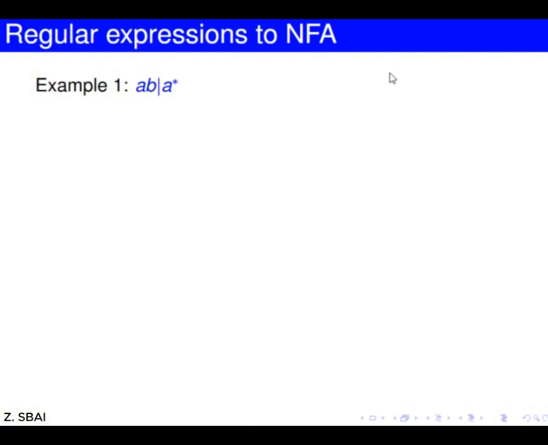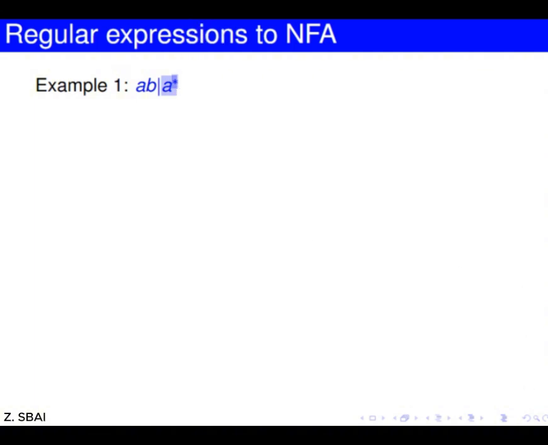Let's explain this idea more on this example. Let's take the regular expression ab union a star. Here we need to decompose the regular expression into the smallest regular expressions and then combine them via the known regular operators, concatenation or union or star. As we may see here, there is a concatenated to b, and then we have a union between this part, ab, and another part which is a star.